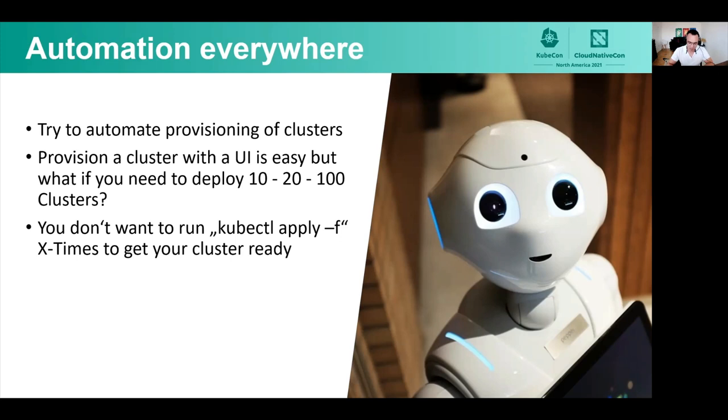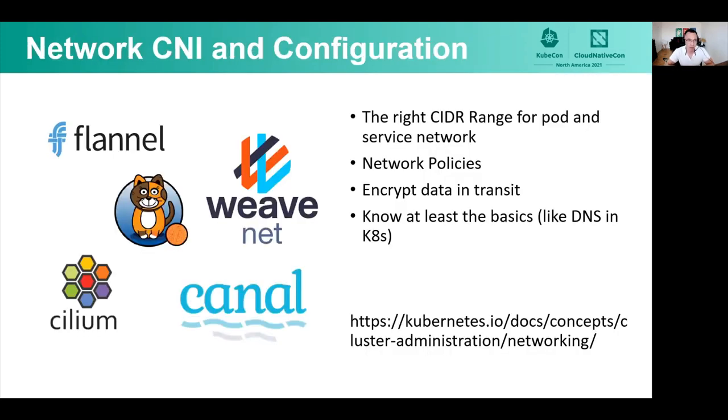Next, a little bit more into details with networking. Network CNI and configuration. There are plenty of network CNIs available. Only a few of them are listed here, like Calico, Flannel, Weave, Canal, Cilium. The network CNI is a really crucial thing you need to think about before you start using Kubernetes. Which network CNI should you use? And as well, which CIDR range, for instance, for your pod and service network do you want to use? In my case, I had a little bit of an issue. When provisioning clusters with Rancher, Rancher has the default subnet range for the pod and service network, 10.43.0.0 and 10.42.0.0.